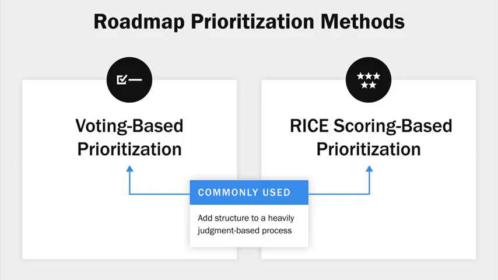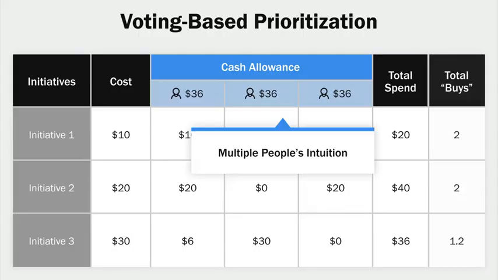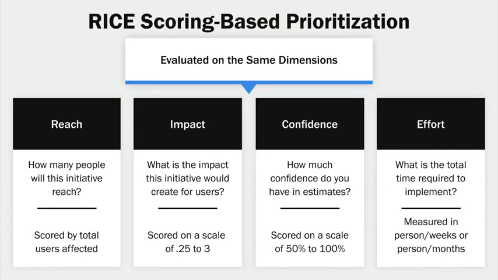PMs use voting and RICE prioritization approaches because they add structure to an otherwise heavily judgment-based process. This structure does two things for them. First, it makes for a more informed prioritization process. Both voting and RICE don't rely on a single person's intuition, but rather use an external calibration process. Voting relies on multiple people's intuition for what will create the most impact. RICE tries to distill prioritization from art into pure science, with every initiative being evaluated using the same dimensions.